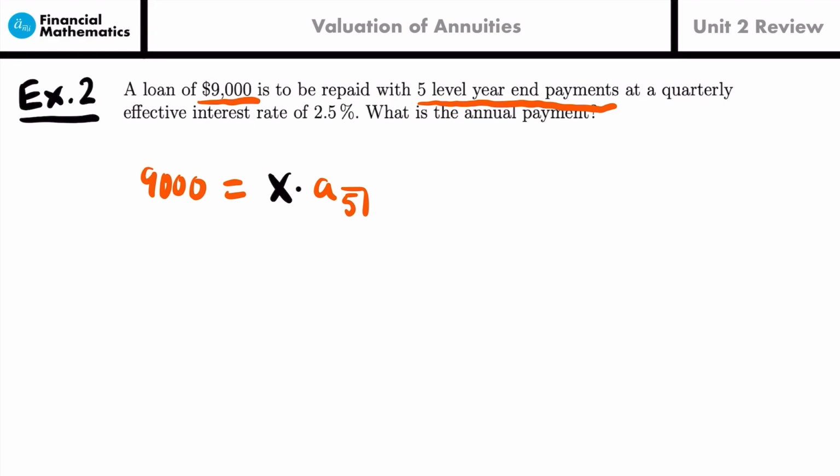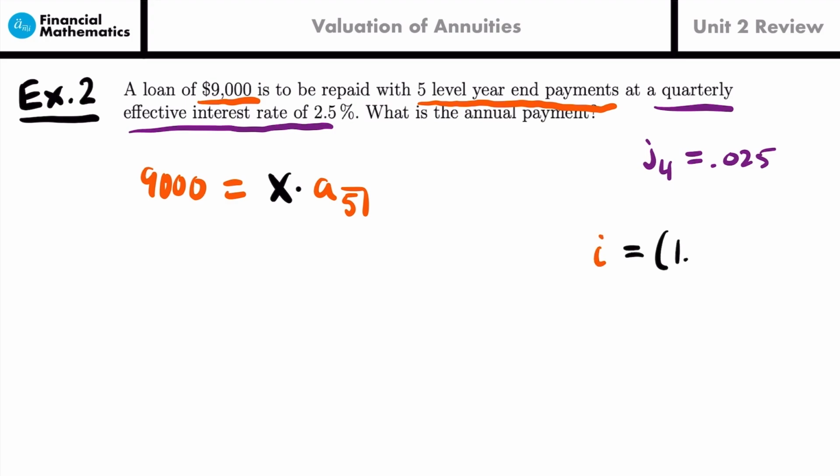Okay, so what we've been given here is a quarterly effective interest rate of 2.5%. So that's a quarterly rate J sub 4, a non-annual effective interest rate that would take place 4 times in a year because there's 4 quarters in a year. We know that that's equal to 0.025. So let's convert that to an annual effective interest rate. I is going to be equal to 1.025 to the power of 4 minus 1. Hopefully this should look familiar. This is something that you learned how to do in Unit 1. If you don't remember that, be sure to go back and review your interest rate conversions.